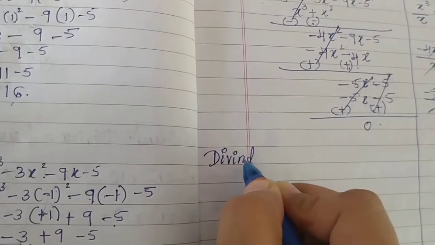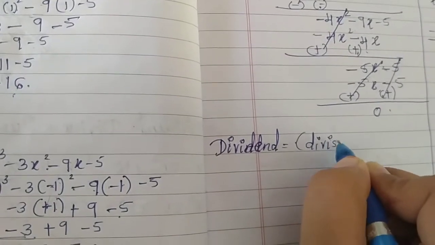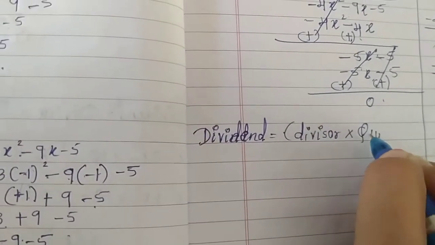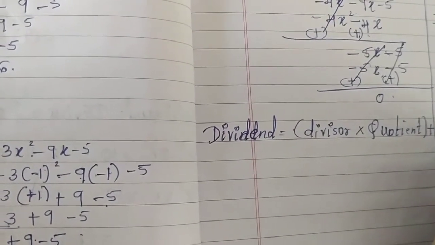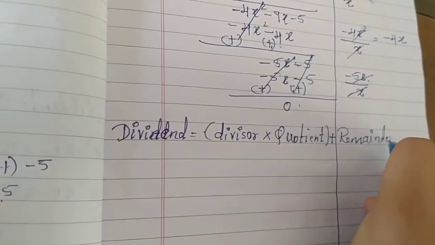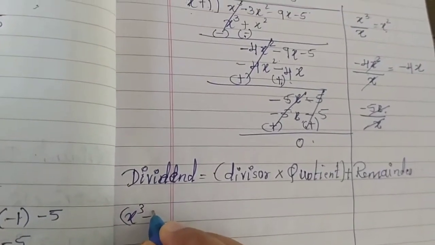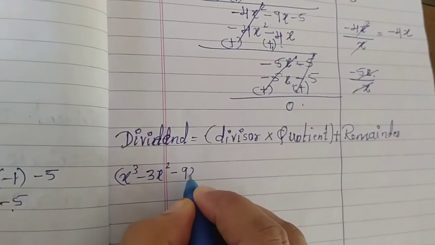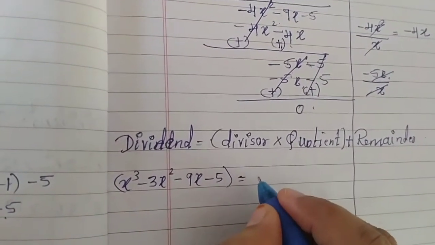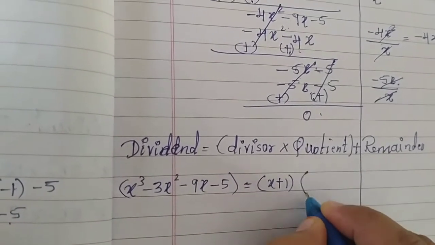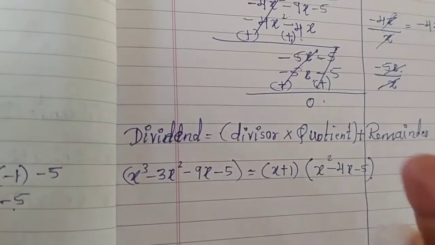Again the same procedure, that is we know that dividend is equal to divisor into quotient plus remainder. So what you have to do now, the dividend is nothing but here x cube minus 3x square minus 9x minus 5. So this will be equal to the divisor, x plus 1, and the quotient is nothing but x square minus 4x minus 5, remainder is 0.